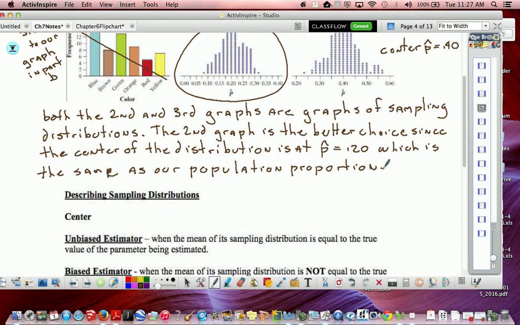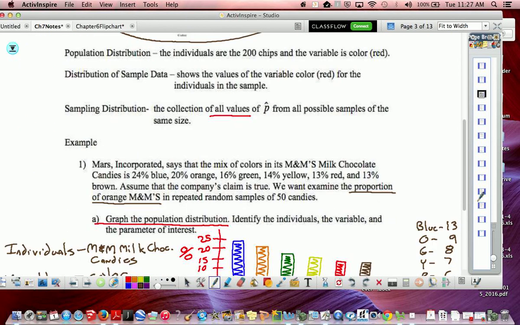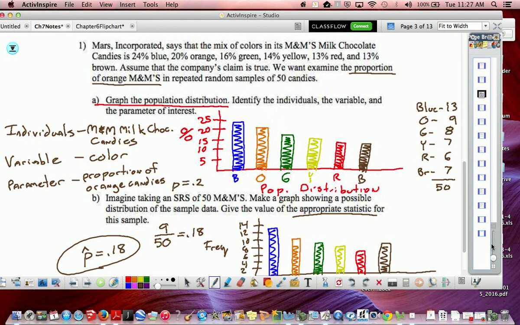So one of the characteristics of a sampling distribution is that if we take an infinite amount of samples, the mean or the center of the distribution will actually equal the population parameter that we're looking at. So in our case of orange candies, it's going to center at 0.20. Well, proportion in this case, since the parameter was defined as the proportion of orange candies.